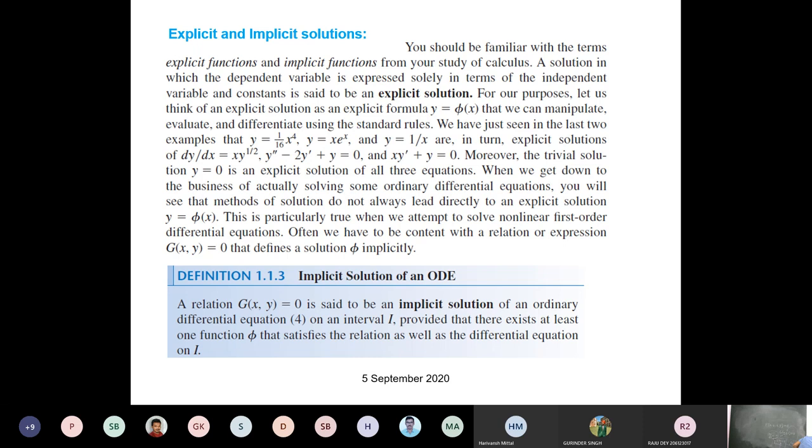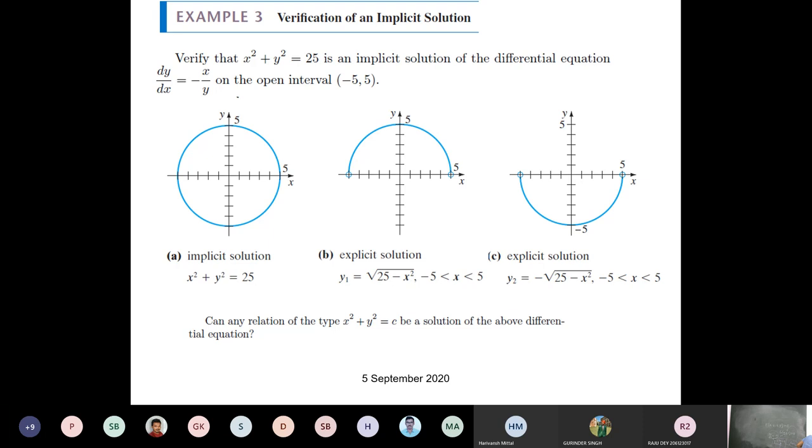This is very long. Don't worry. Let me go to the verification part. After that, I will come back to the theory part again. So this you already know. Verify that x squared plus y squared equal to 25 is an implicit solution of the differential equation dy/dx equal to minus x by y. It is pretty straightforward.